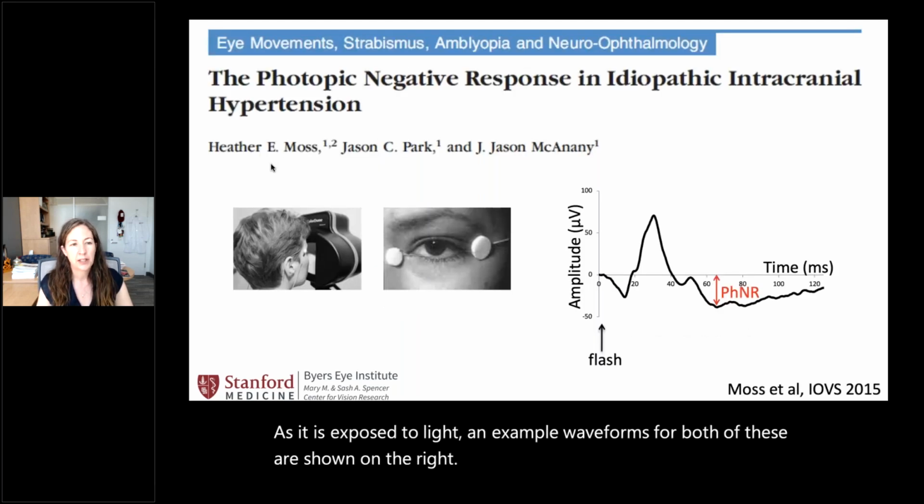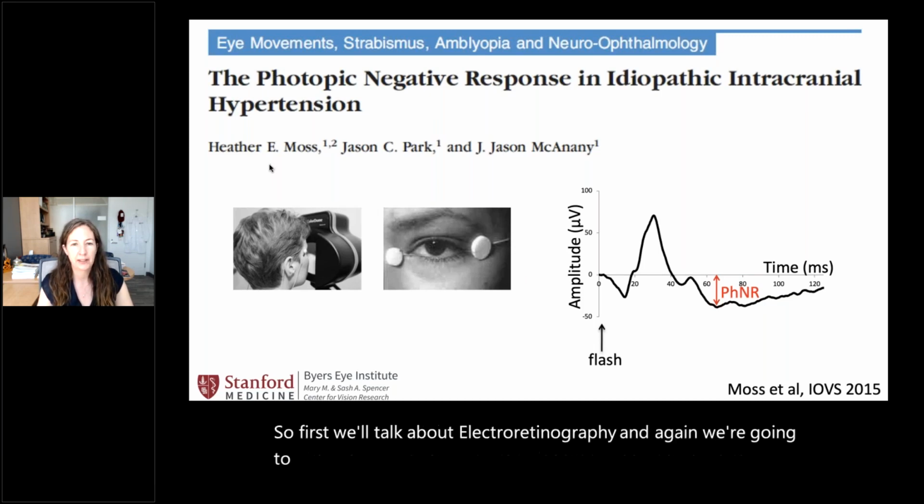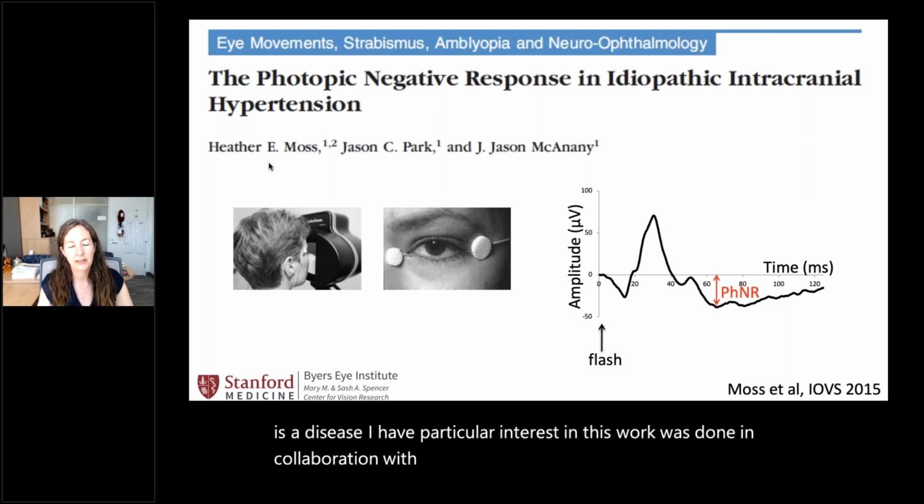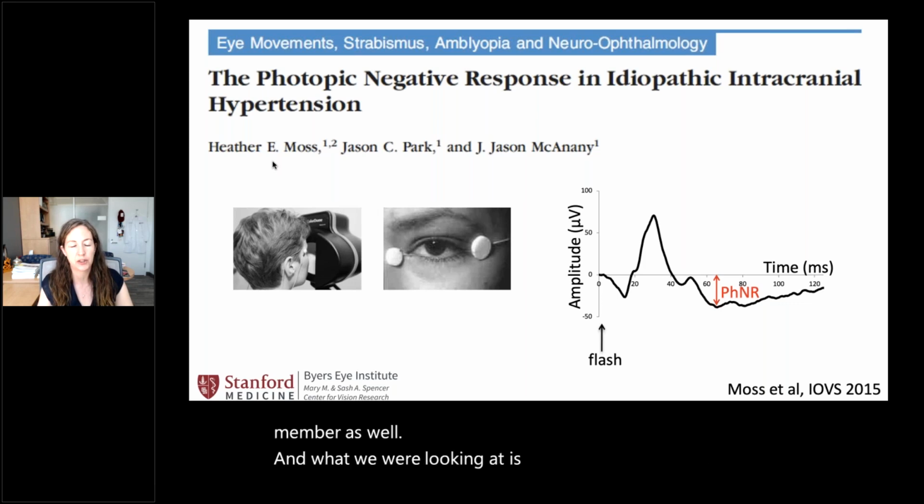So first we'll talk about electroretinography. And again, we're going to be talking about idiopathic intracranial hypertension since this is a disease I have particular interest in. This work was done in collaboration with Jason Park and Jason McEnany, who are at the University of Illinois in Chicago, Department of Ophthalmology and Visual Sciences, where I used to be a faculty member as well. And what we were looking at is the photopic negative response.